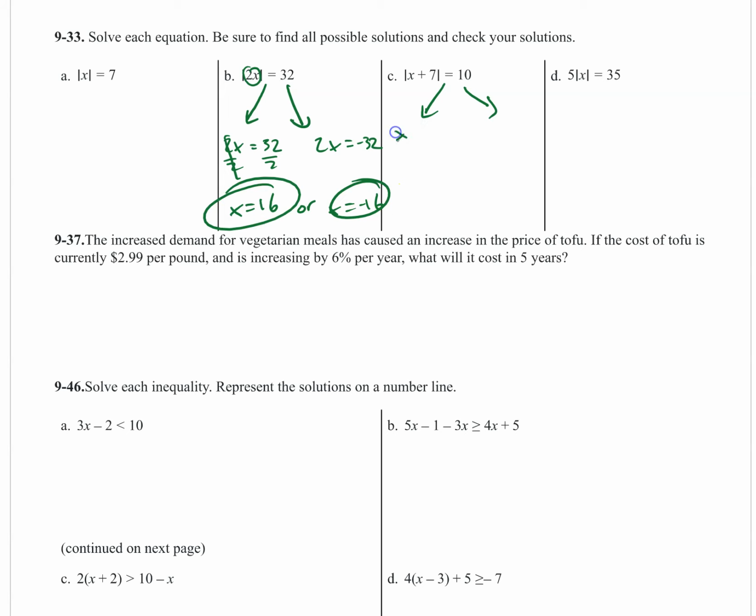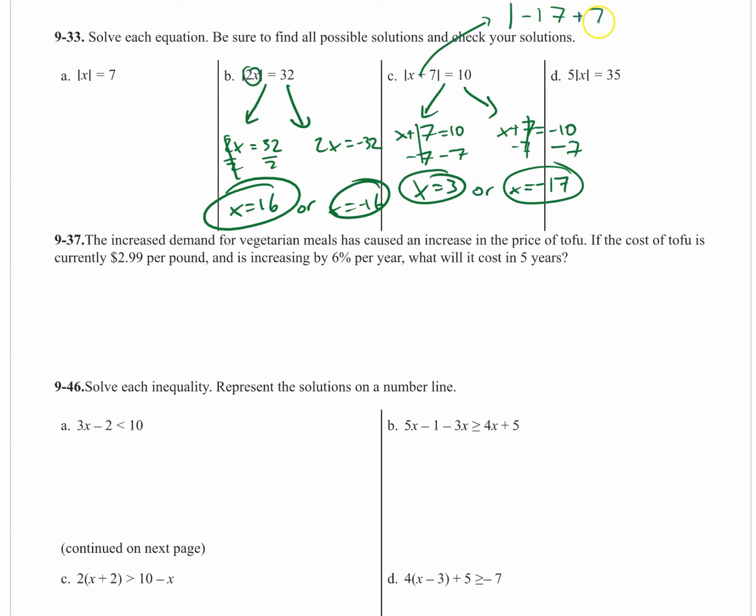Let's try C. I have x plus 7 equals 10 or x plus 7 equals -10. So the number that you make negative is the one on the right hand side of the equal sign. Okay, solve both equations. x equals 3 or x equals, take away 7 from both sides, x equals -17. -10 minus 7, -17. Which makes sense if you think about it, because if you plug in -17, -17 plus 7 is -10. And the absolute value of -10 is normal 10. So it checks out.